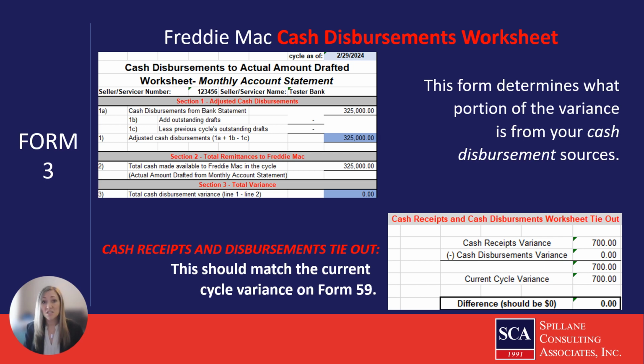Once these 2 worksheets are complete, tie the cash receipts and cash disbursements forms out to ensure it matches your current cycle variance. Now, this is not the same as completing your variance tracking logs, but instead should be used as a guide for identifying the sources.